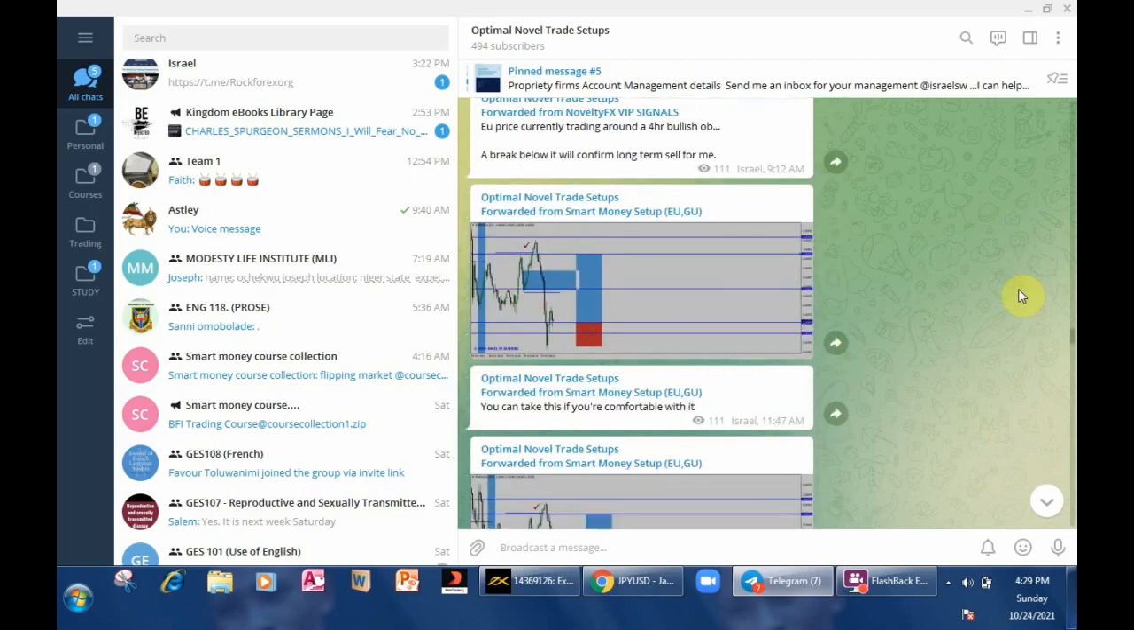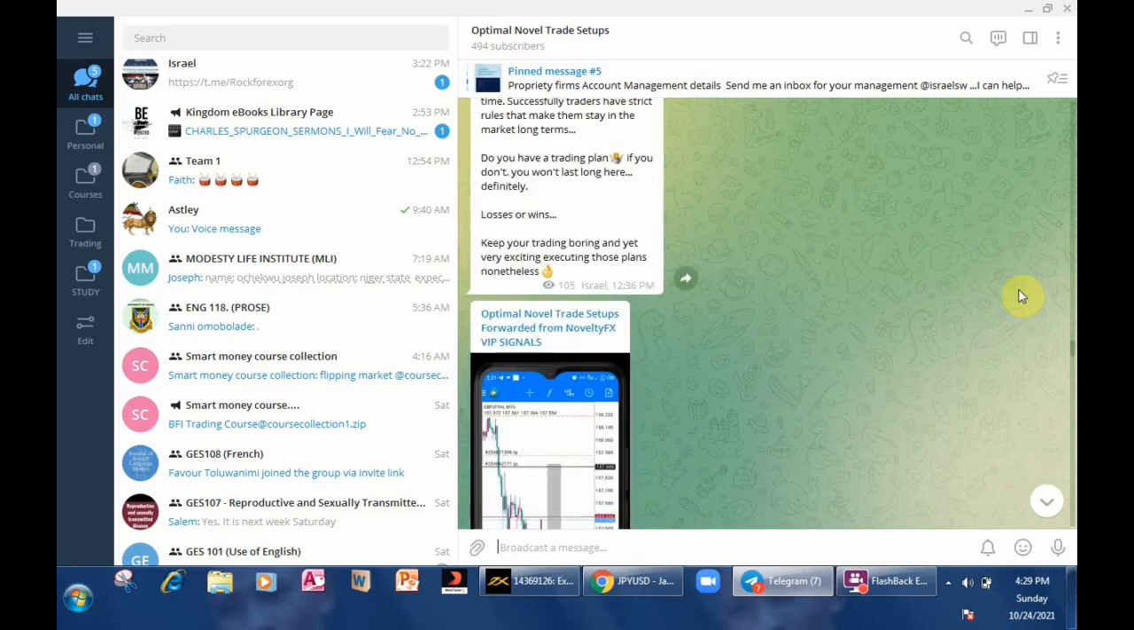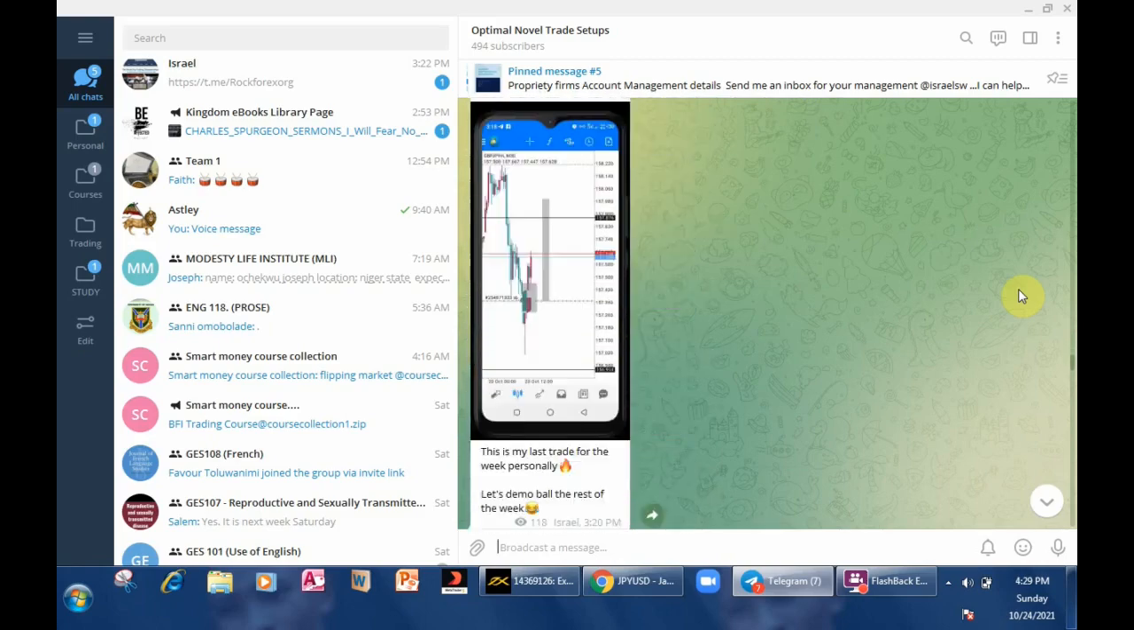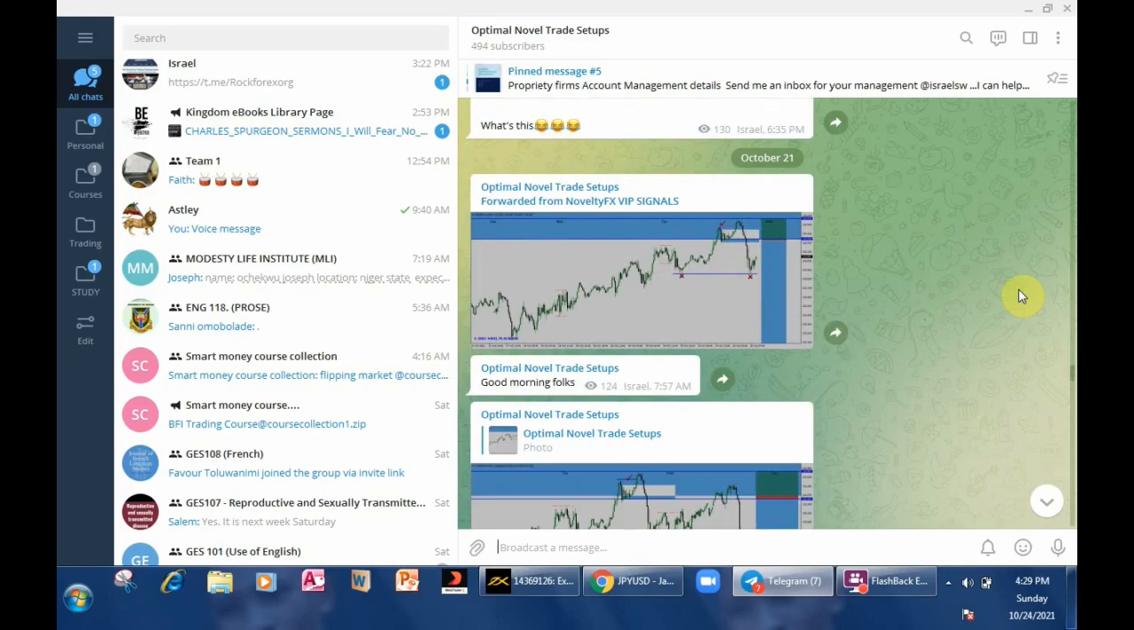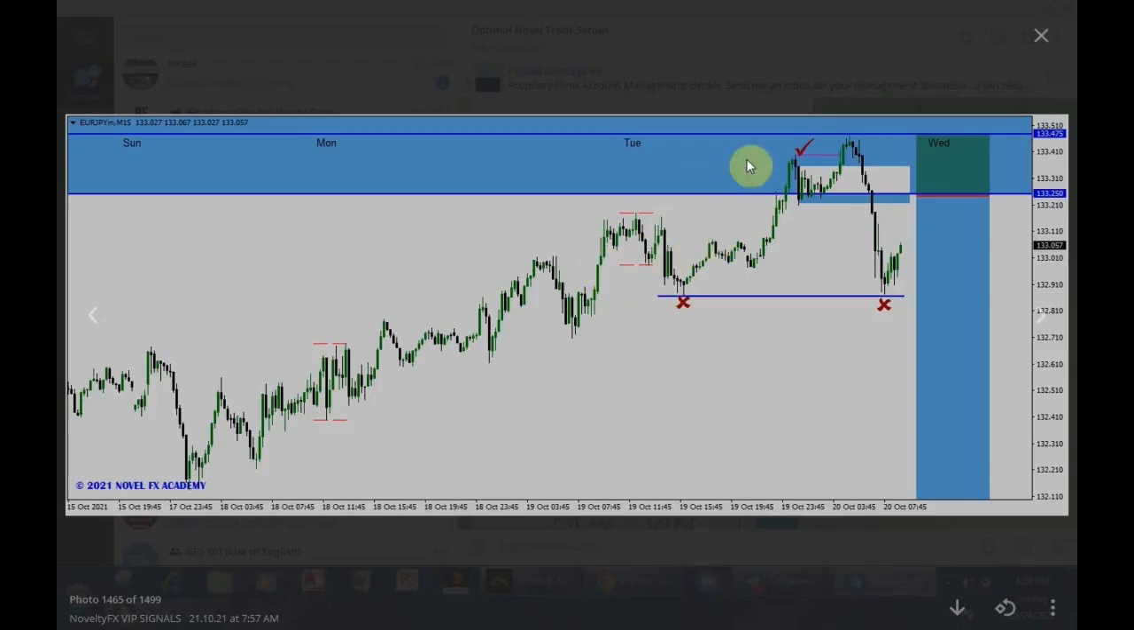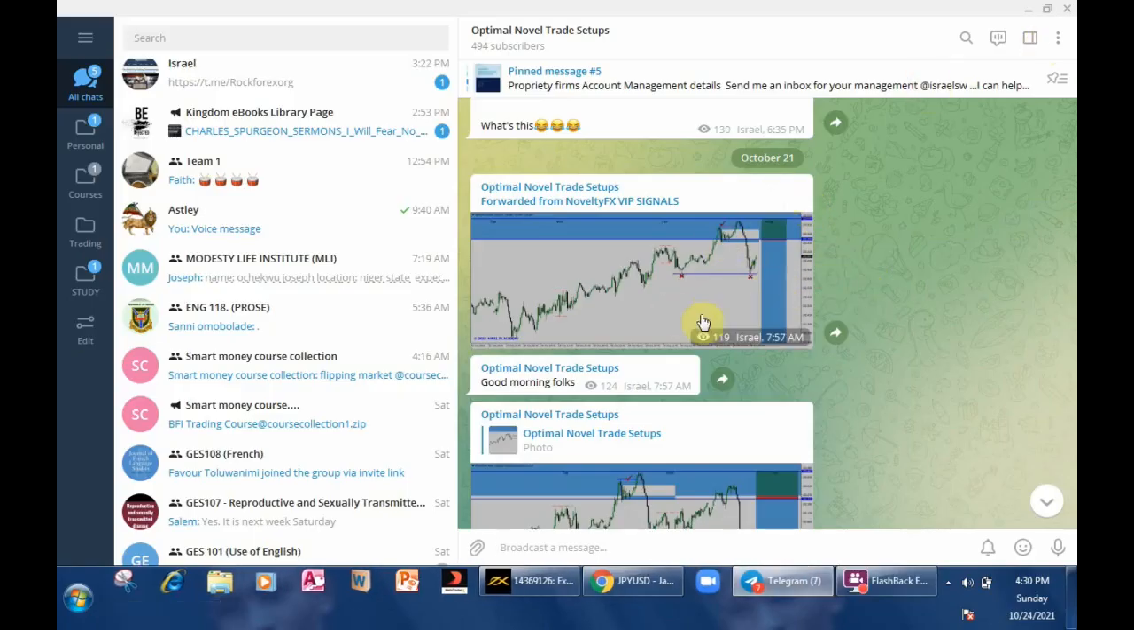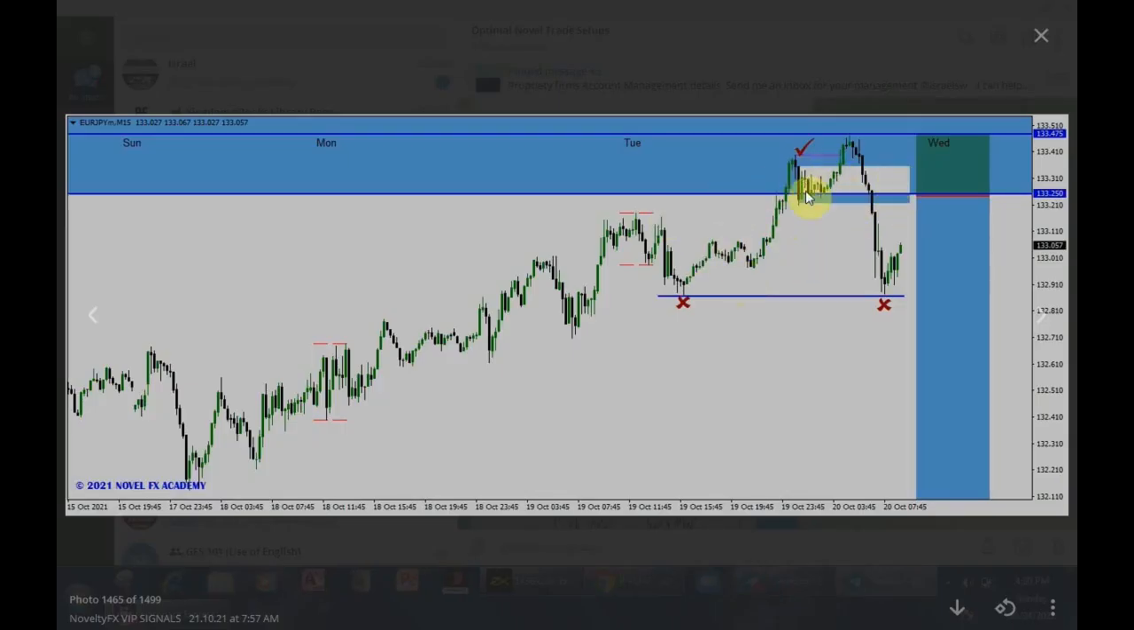Okay, so that was the analysis I posted. Let me see the exact trade we took on that particular pair. So this was the intraday setup. Let me check the date that was actually posted. That was October 21. So that was the trade right there. This breaker coincided with the 1 hour order block right there. Notice this was on a Wednesday that this actually happened.